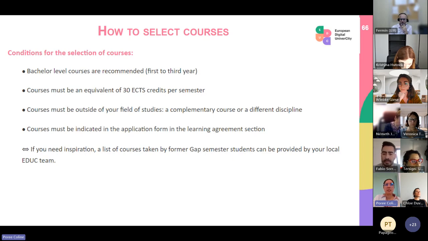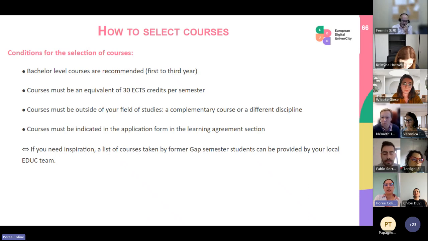You, however, need to be careful to select an equivalent of 30 ECTS credits per semester, and these courses must be outside your field of studies, so complementary courses or a different discipline altogether. And you put these courses that you've selected in the application form in the learning agreement section.